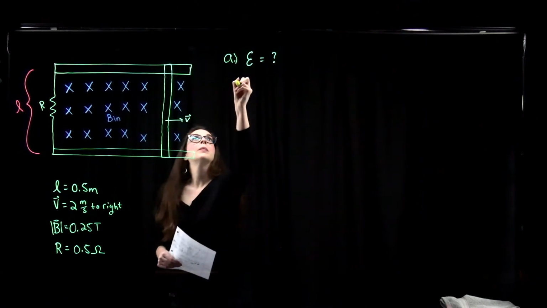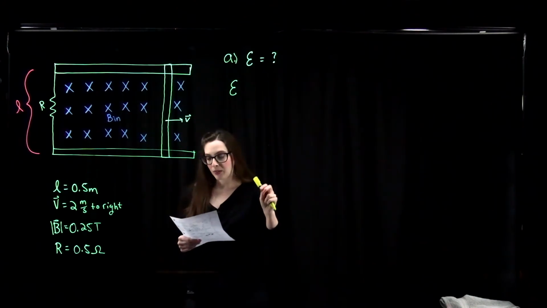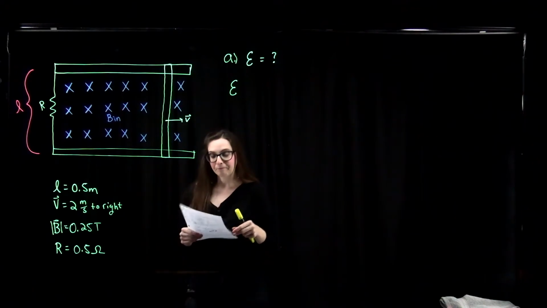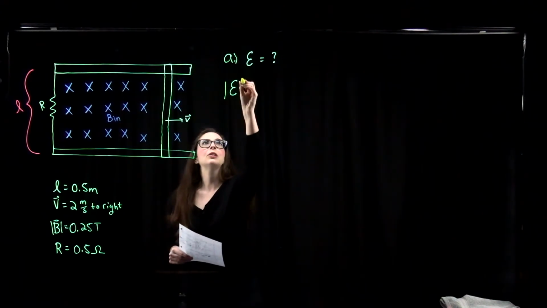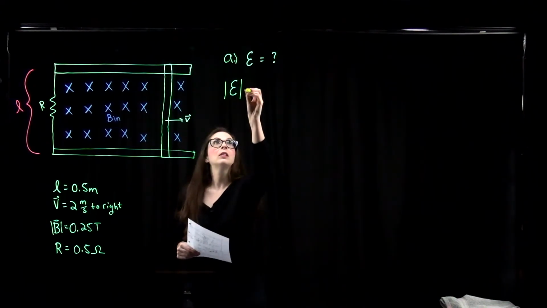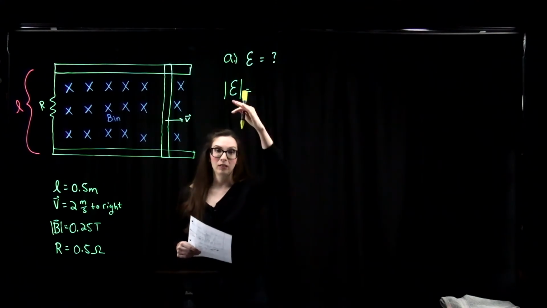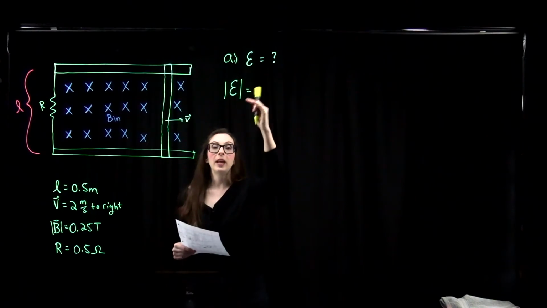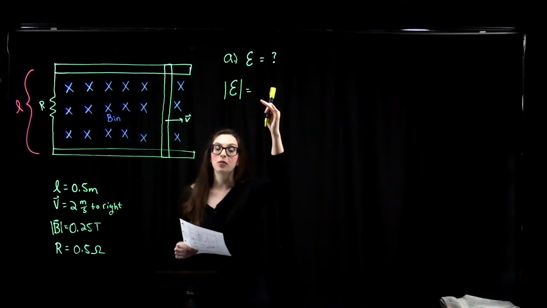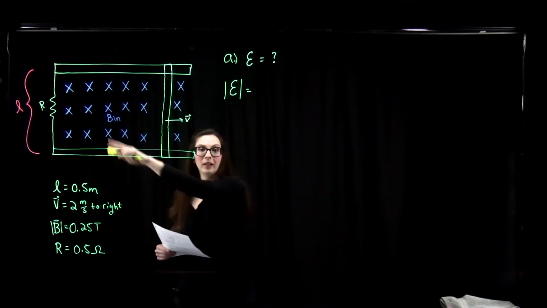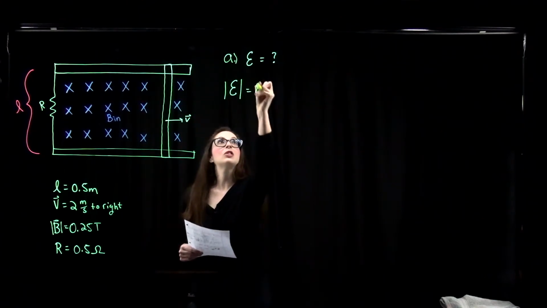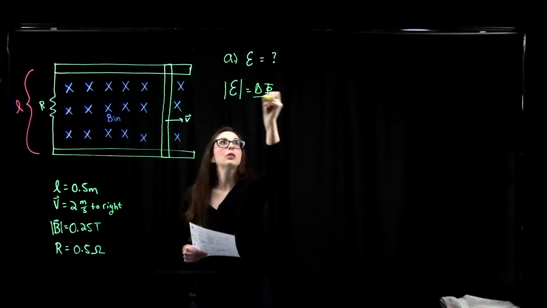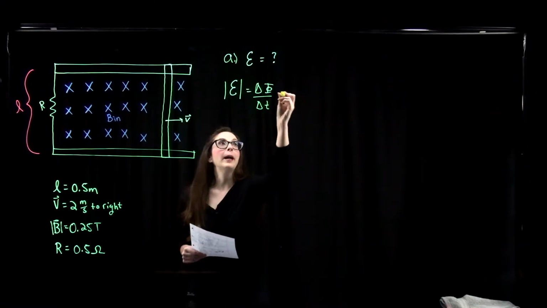So if we think about just the magnitude of the induced EMF, we're not going to put the minus sign here in this equation. It's going to be equal to n, which is the number of turns of our loop. There's only one here, times the change in magnetic flux over the change in time.